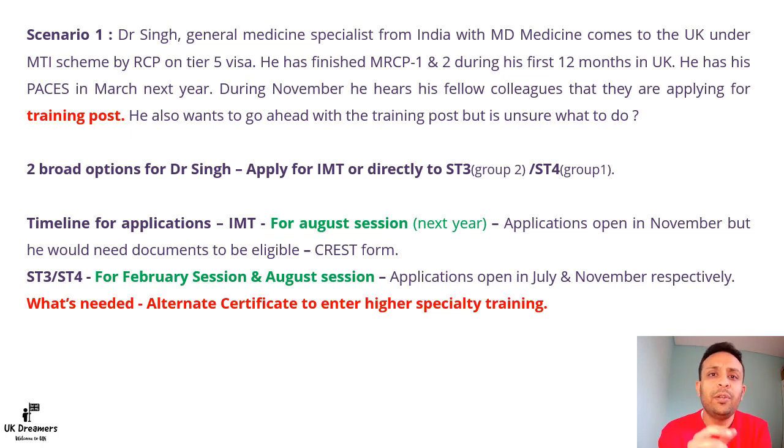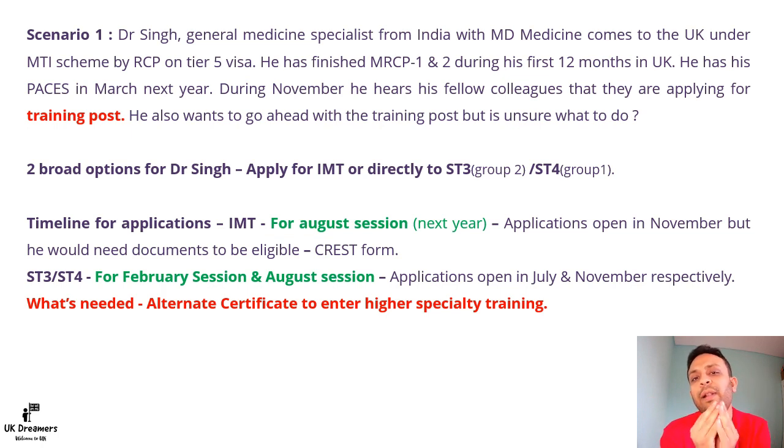Round 1 is usually the one that opens in November, and the post starts in August. Round 2 is the one where the post opens in July and the post starts in February. So we will discuss that later. So what do you need basically?